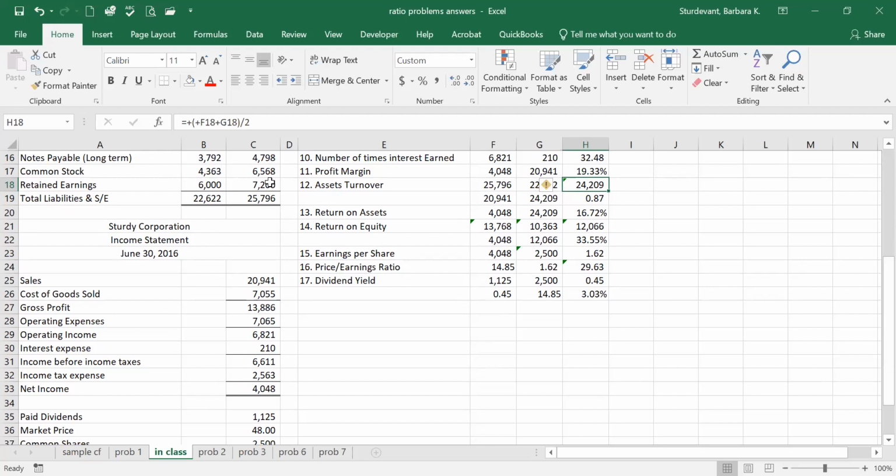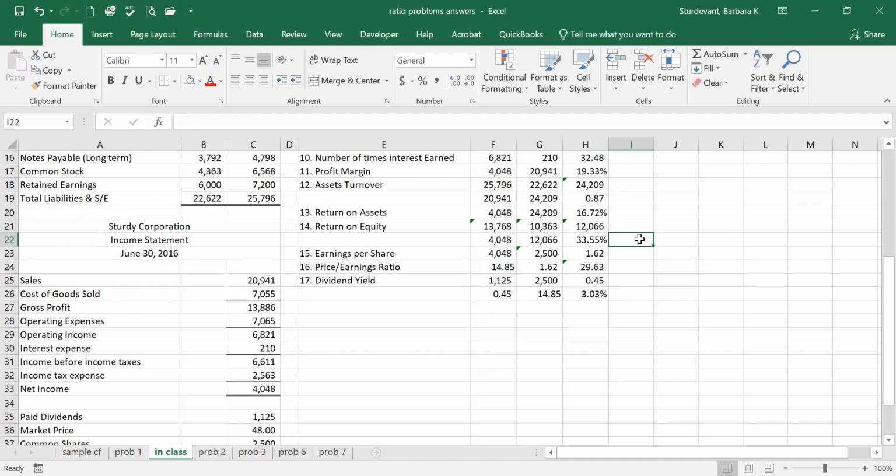So this 13.768, that's this. These two added together, it's right here. And then with my formula again, you'll see add them together and divide by 2. And then divide that into your net income. Okay, so an investment in this company, that's a pretty good return if you own stock in that company.